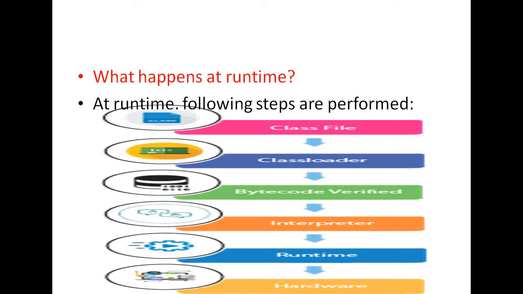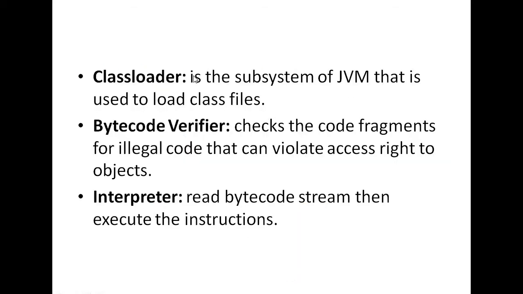Then in the class loader subsystem, the bytecode is verified, whether the .class file produced is correct or not. If it is not correct, it is rejected. If the bytecode is proper, then it is in a position to run. So the class loader is the subsystem of JVM that is used to load the class file.